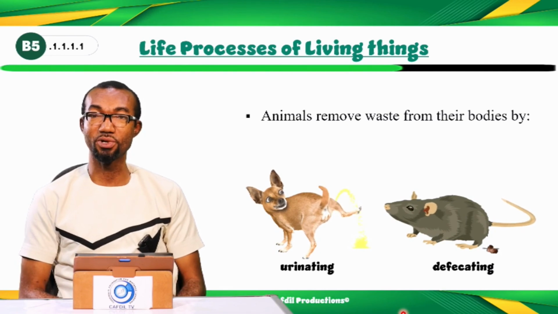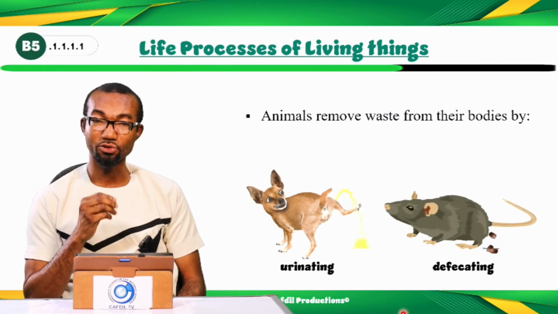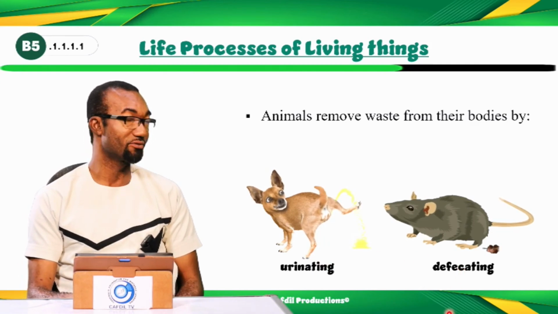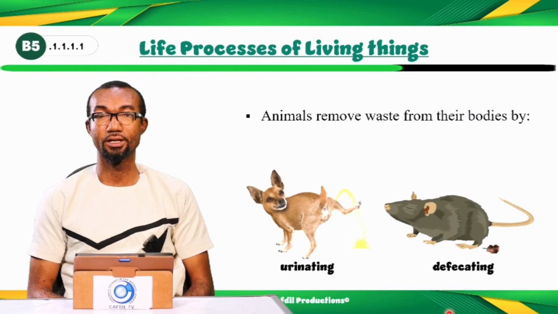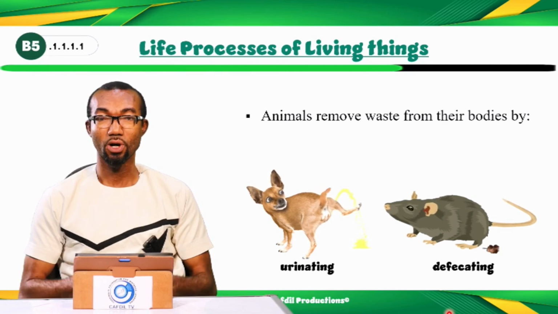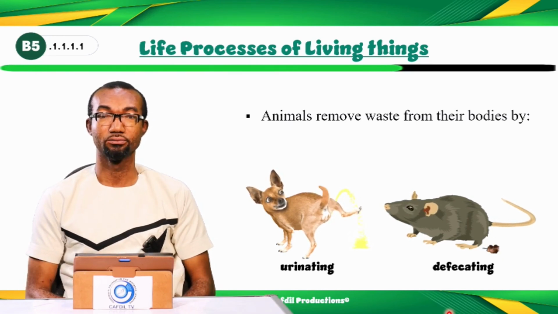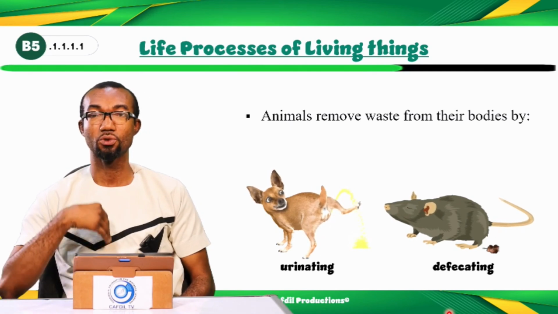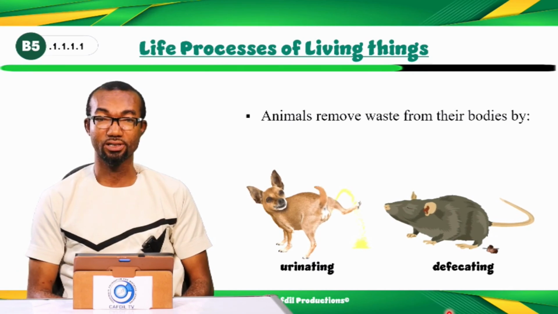Animals also remove waste from their bodies. They also urinate, as you see the dog urinating here, and animals also defecate, as you see here. So animals also remove waste. We take in a lot into our body, and some too comes out as waste.